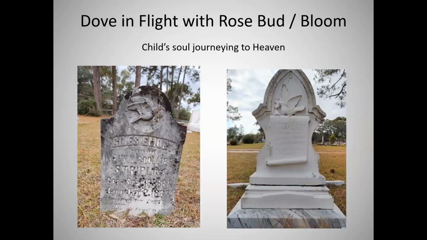If you see a dove in flight with a rose bud or a rose bloom, that is typically going to be the child's soul journeying to heaven. And in both of these examples, you can kind of see the little rosebud that is not fully bloomed, and that is indicative of a child.